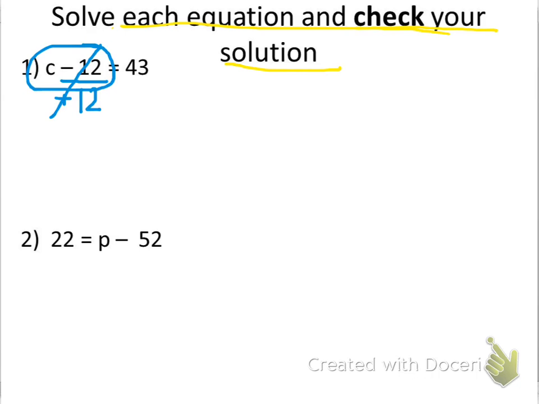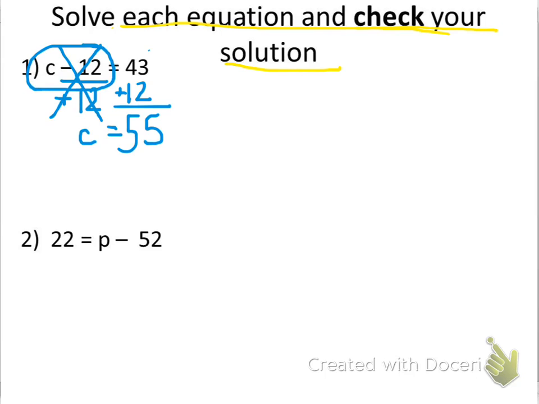Then, think of what Nicholas says. Whatever's on this side of the equal sign, we have to do the same thing to the other side. So if we added 12 to this side, we have to add 12 to this side as well. Then the only thing left over here is c. So we're going to have c equals, and we're going to add 43 plus 12. 3 plus 2 is 5, and 4 plus 1 is 5. So we have c is equal to 55.